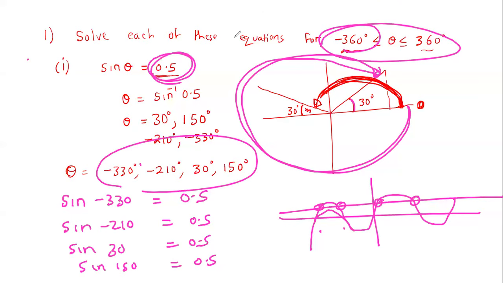Members, are we on the same page? When you place sine of 330, members, you don't get 0.5. That's what I now want you to know. Any questions at this point?